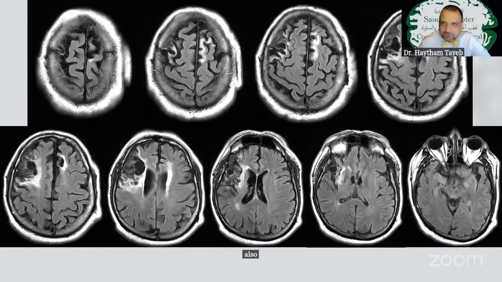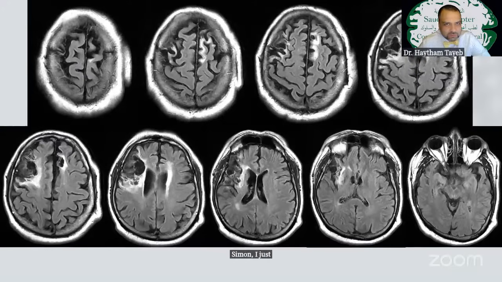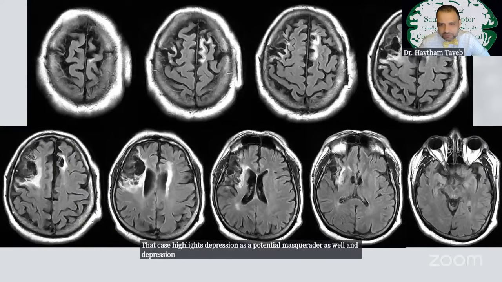I typically order the thyroid and B12, and if I'm suspecting thiamine deficiency, I just give thiamine, and I might order a thiamine level as well. Sleep, I order sleep studies all the time. That case highlights depression as a potential masquerader as well, and depression-related cognitive impairment.